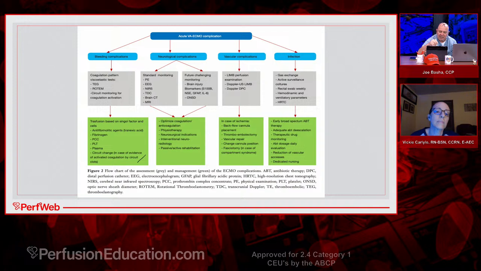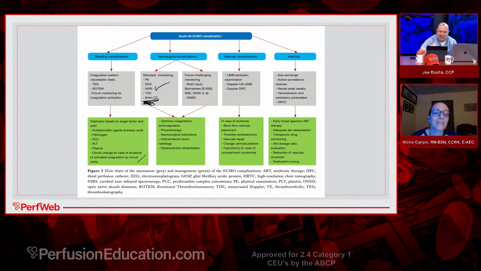For neurologic complications, standard monitoring includes physical examination, EEG, NIRS, which I think we should be using much more of. We do not use enough NIRS. Transcranial Doppler, I'm a big believer in that. Brain CT when appropriate. And MRI, you can't do an MRI when you're on ECMO, so that's not going to happen. I disagree with that; I would cross that out.